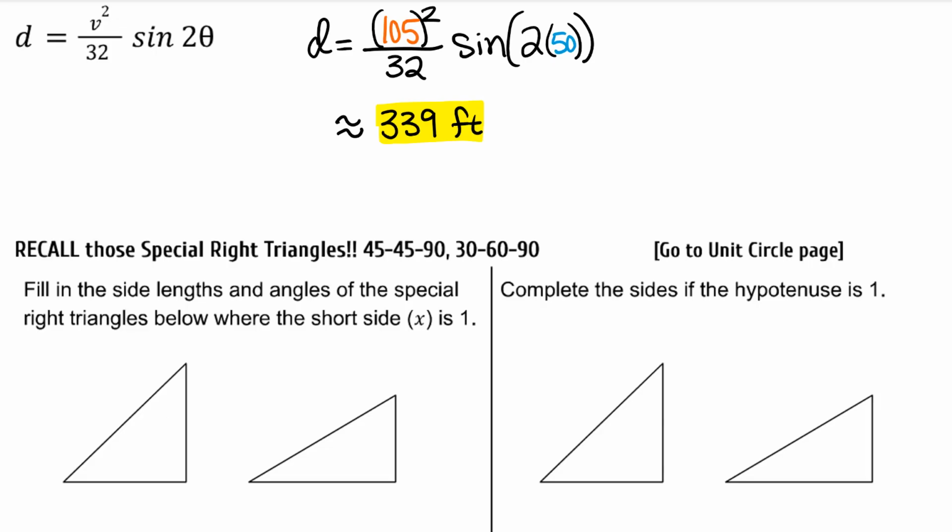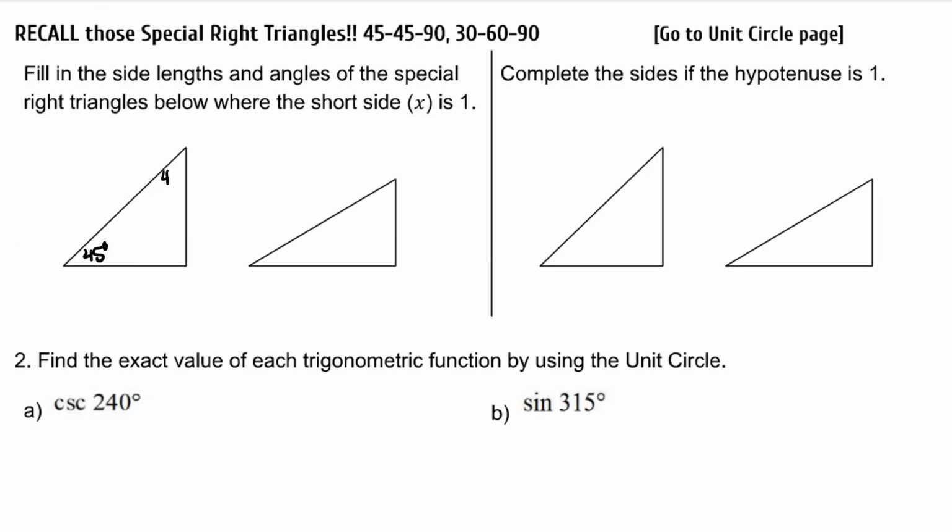Recall those special right triangles, the 45-45-90 and 30-60-90. Fill in the angles in your special right triangles below. Remember, 45 degrees is pi fourths, 30 degrees is pi over 6, and 60 degrees is pi over 3.